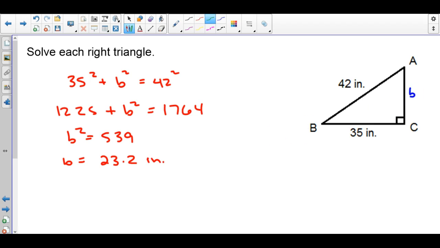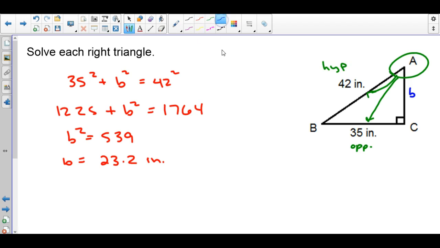And now I want to figure out what my angle measures are. So I'm going to have to use inverse trig functions here. I'm going to start by figuring out what A is first. And what you want to do is identify what your reference angle is, and then identify what the sides are compared to this reference angle. So I'm going to call my 35 my opposite side, since it's across from angle A. And then the side that is across from the right angle in the triangle is going to be my hypotenuse.